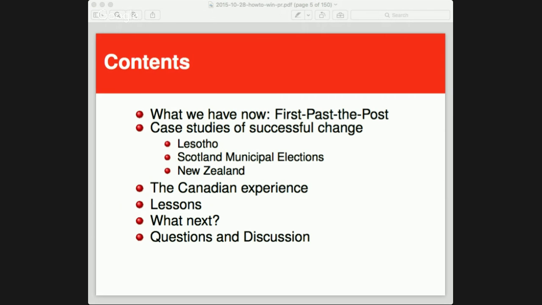Can I start by getting a show of hands? How many of you are already super into proportional representation? Oh dear, okay. How many of you have already had the first past the post is terrible spiel, either online or, okay, a bunch of you. And how many of you not? This is kind of new stuff to you. Good.